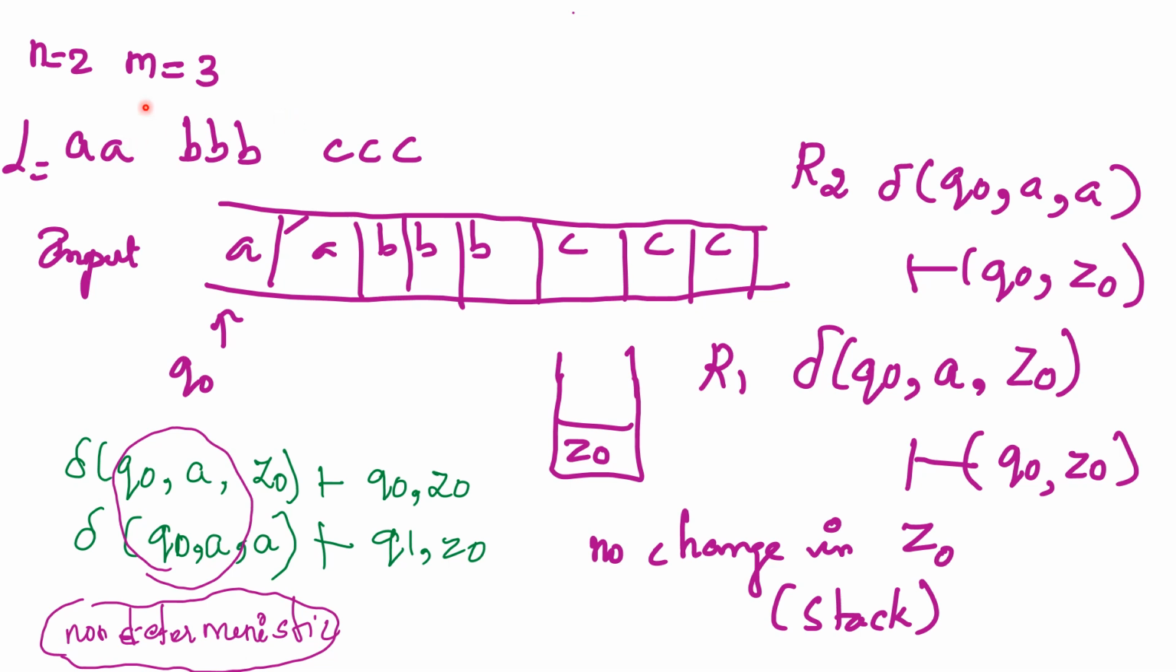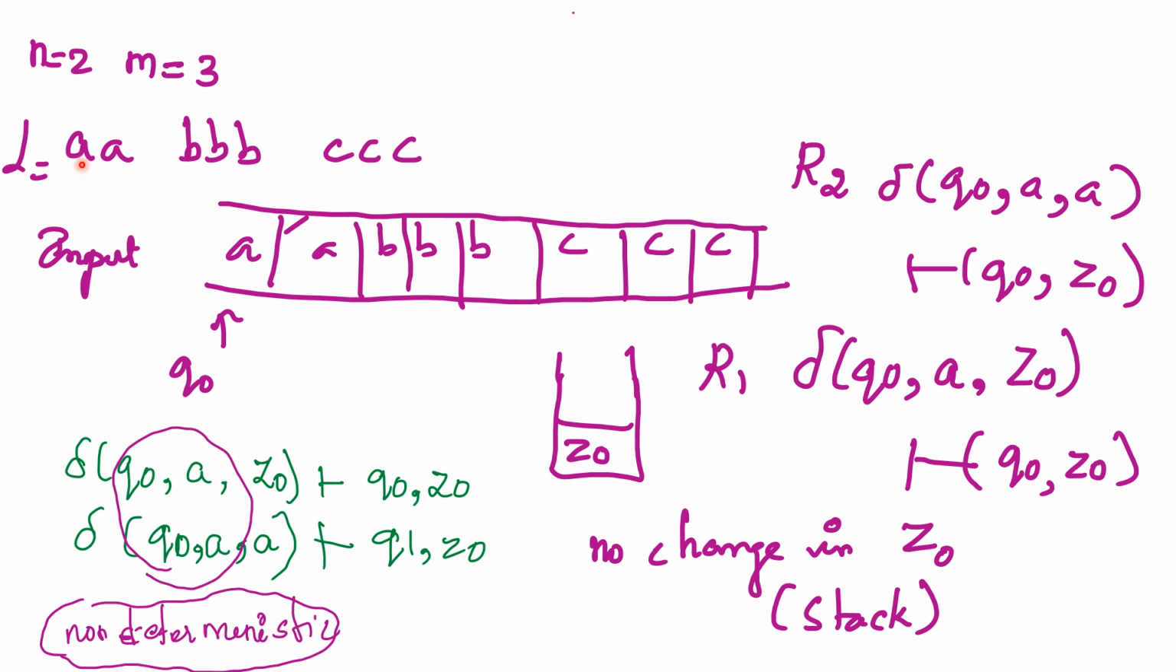Just assume n is equal to 2, then m is equal to 3. We get the string aa bbb ccc. Here we have to frame the rules depending upon the problem. So the rules may change depending upon the problem only.